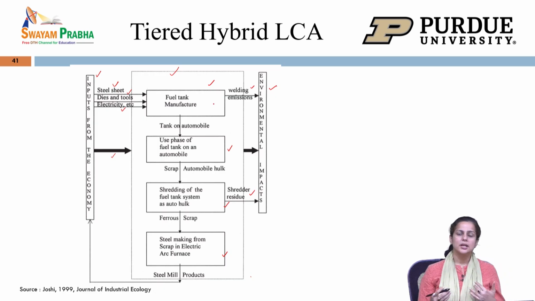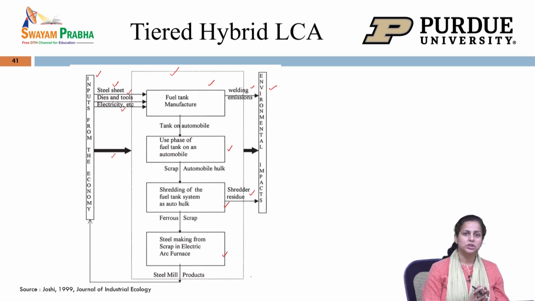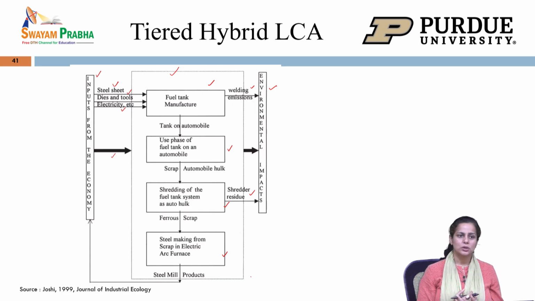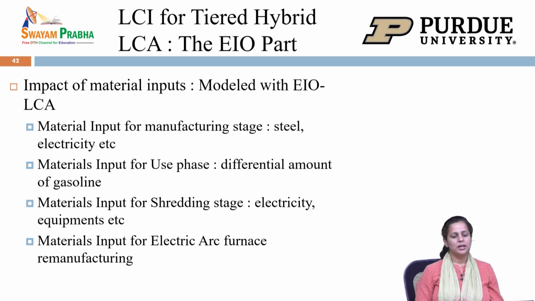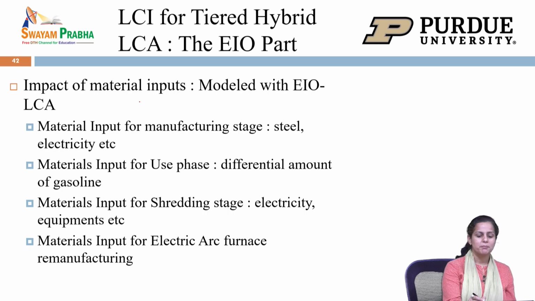So, what they did was that this was the process part where you have each of these processes for which GM actually could collect data on site and look at the recycling and the shredding of the fuel tank. But anything that was coming from the economy where GM as a company did not have a direct interaction to collect data, that was seen as an input from the economy and as a total impact coming from the input output LCA. So, the LCI for tiered hybrid LCA, or the EIO part, was basically your impact of material inputs was modeled with EIO LCA.